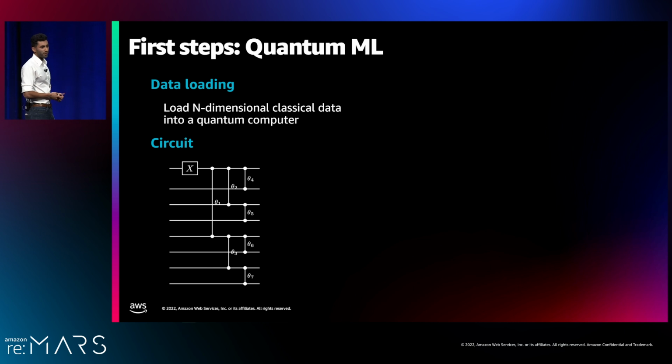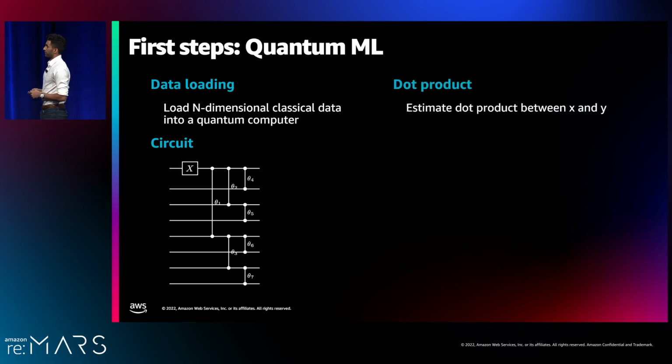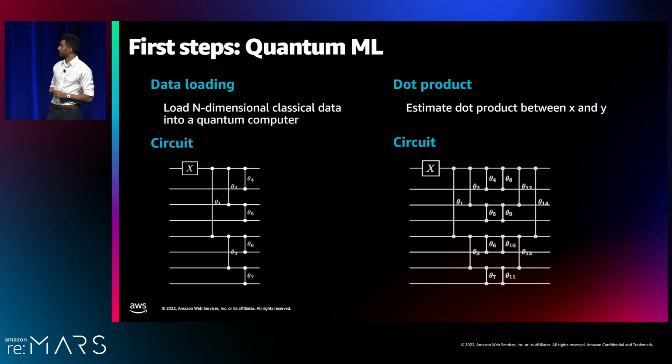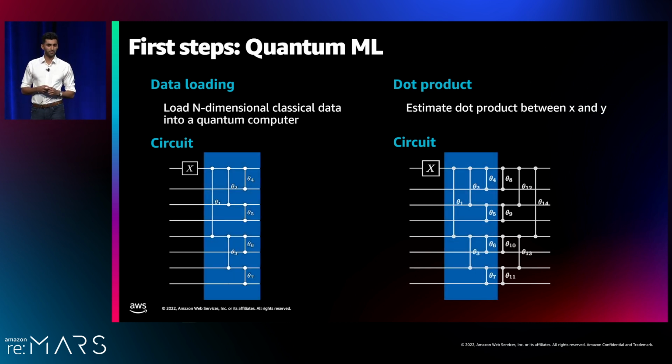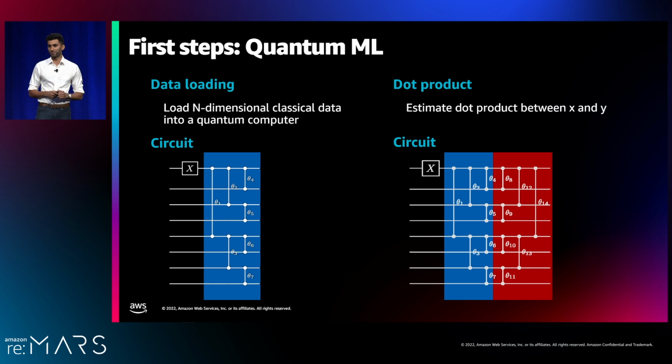But now we want to build a machine learning algorithm. So machine learning often relies heavily on the dot product. So maybe that can be our second step. The goal is to estimate the dot product between x and y. And here is the circuit to do that. If you look very closely, that first part of the circuit is the same as the data loader. So what we're doing intuitively, the first step in computing the dot product between x and y is to load x. And then the later part of the circuit is actually just the reverse of the data loader. So what you can do is load x, unload y, and at the end you get a dot product. It's beautiful how this math works out.